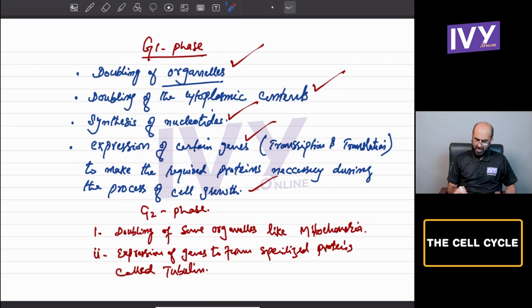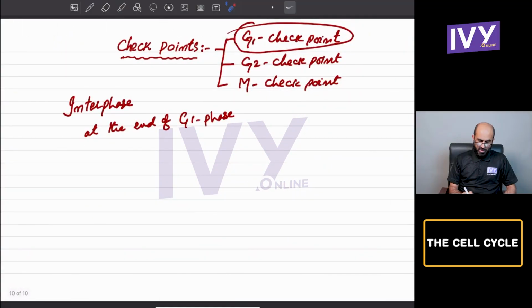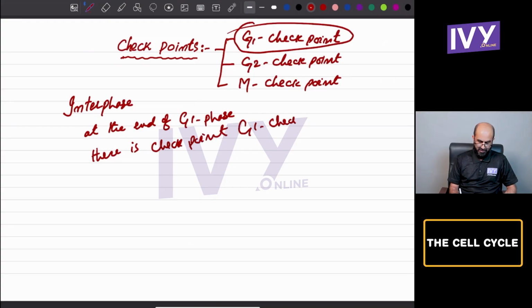Whether all the genes have been expressed to form the required proteins. If all these are okay, I mean, yes, the process has been completed successfully, then they will provide a green signal, and they will say, okay, everything has taken place correctly, and now proceed the cell into the next step, which is G2. So at the end of G1 phase, there is the checkpoint, G1 checkpoint.